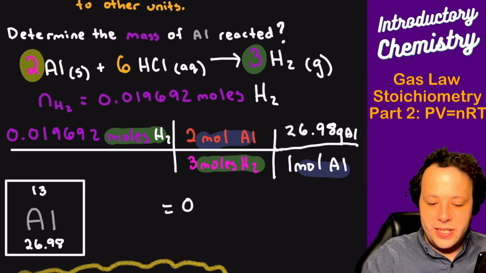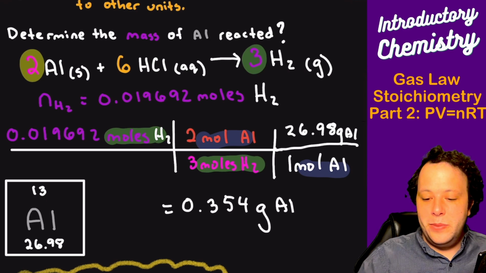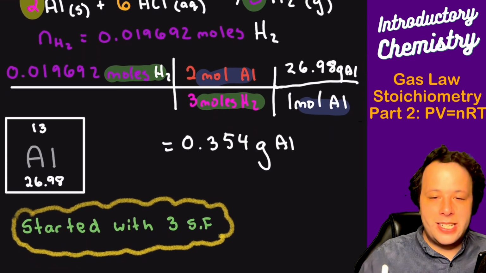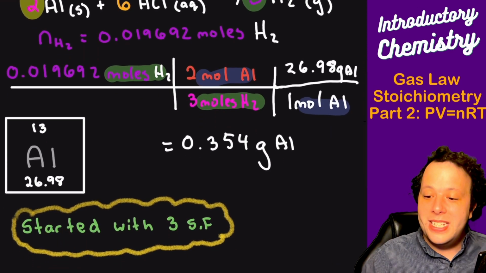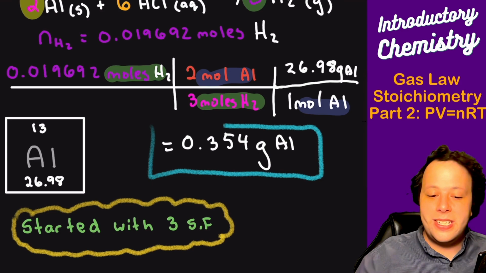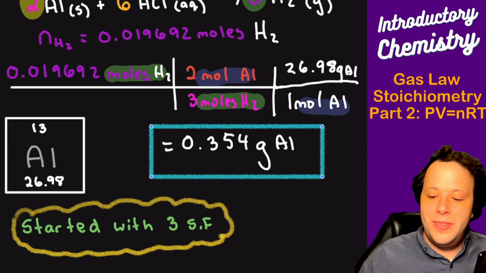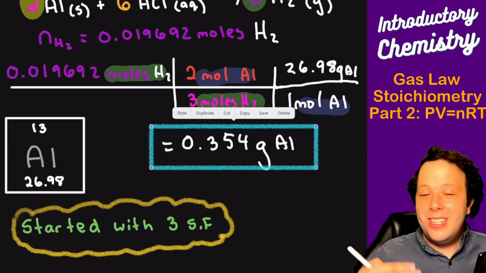And what you are going to get is 0.354 grams of aluminum, which is your final answer. Because you started with 3 significant figures, we have to round it to 3 significant figures. And that's how you do the entire process.